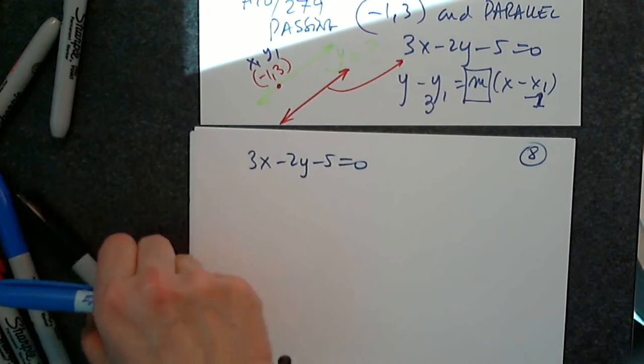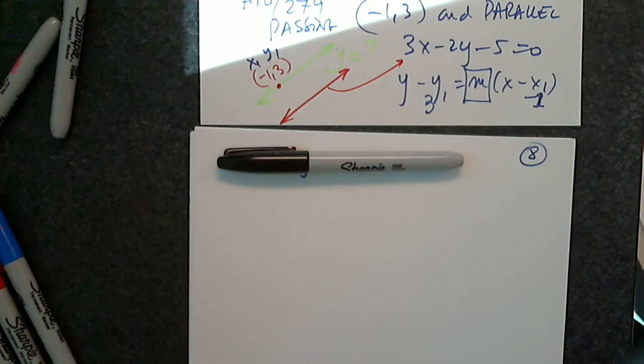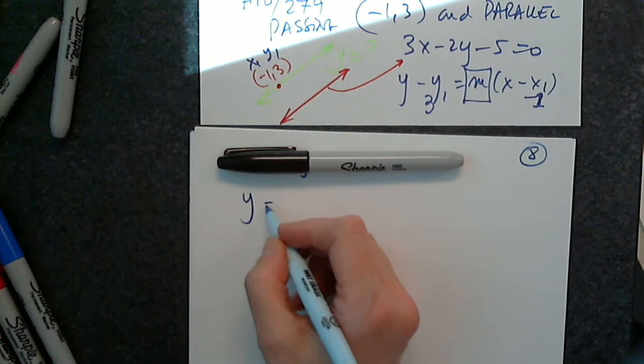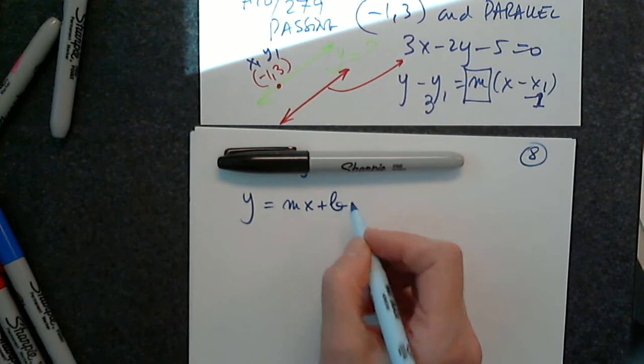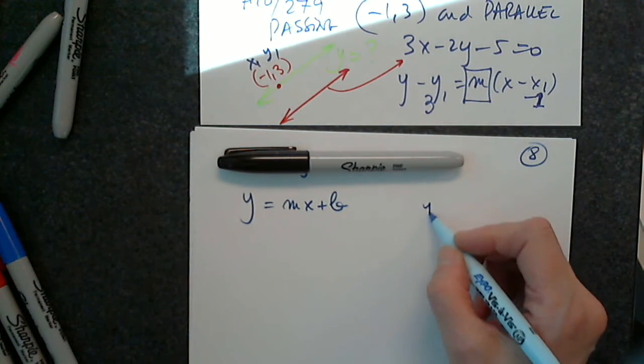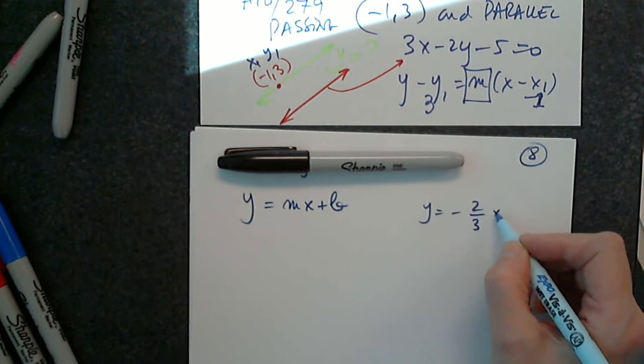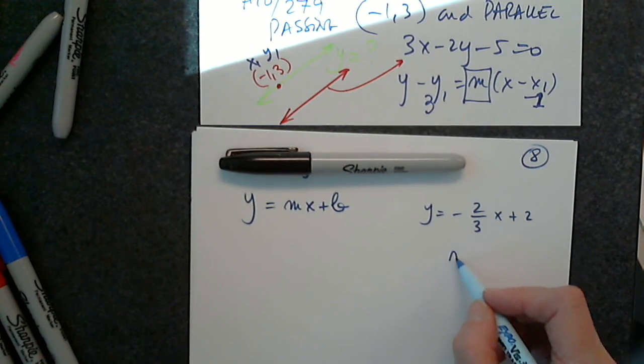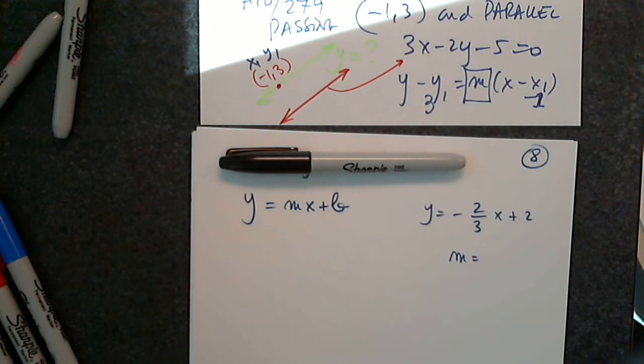What if I say, will you be able, if I give you this form, will you be able to identify the slope? If I say y equals negative 2/3 x plus 2, will you be able to identify the slope of this line? How much? -2.